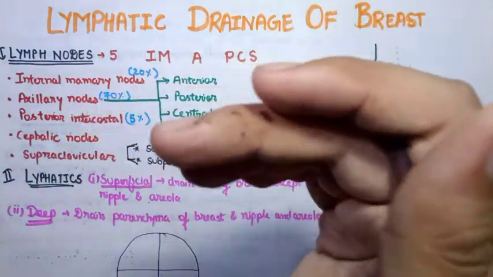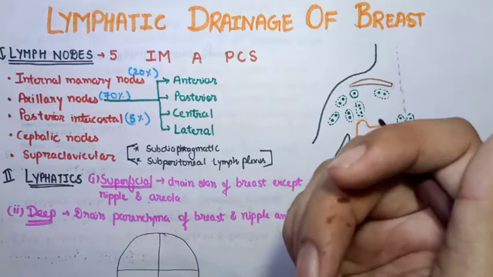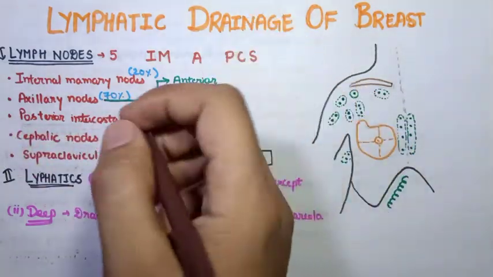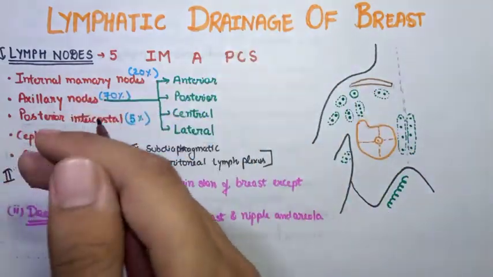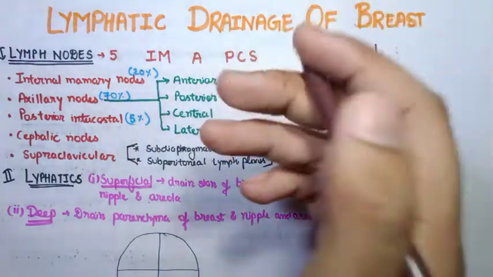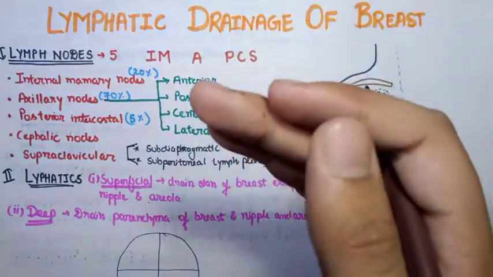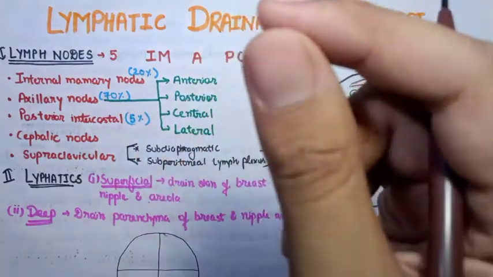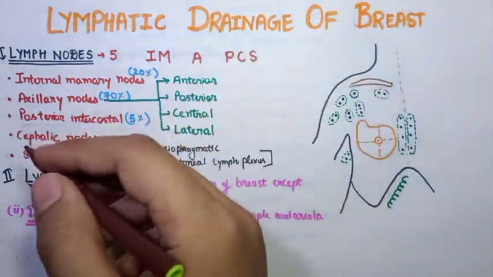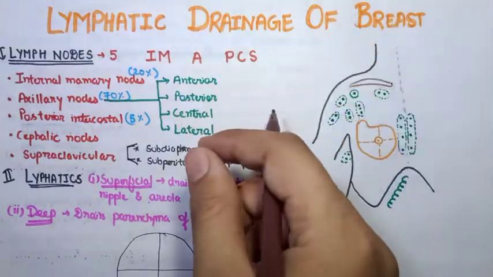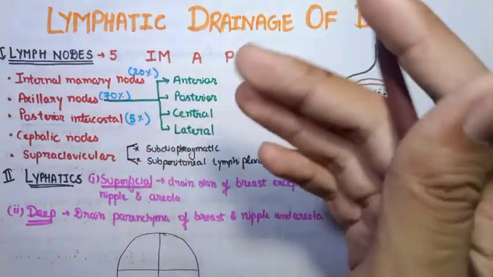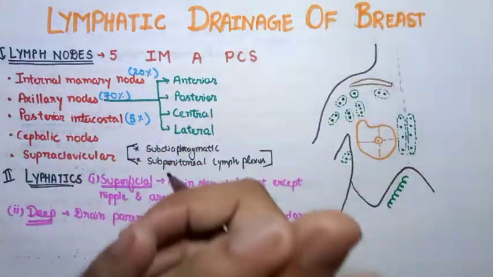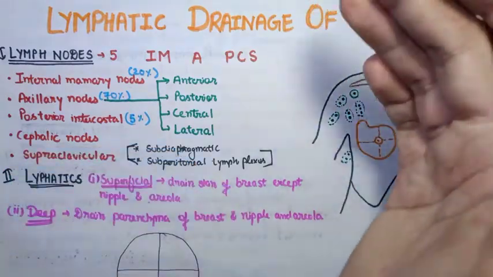The internal mammary nodes account for 20% of the lymphatic drainage, axillary nodes account for 70%, and the posterior intercostal nodes account for 5%. In total we have discussed 95%. The remaining 5%, only a small fraction, is handled by the cephalic nodes and the supraclavicular nodes, apart from the subdiaphragmatic and the subperitoneal lymph plexus. So this was the general introduction to lymph nodes.